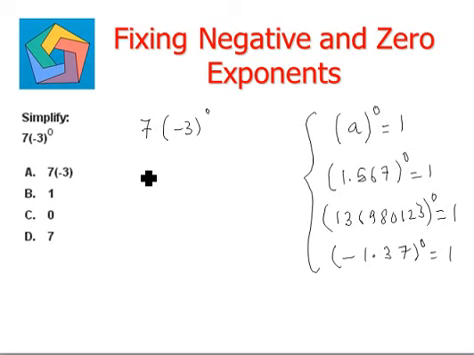So here we have 7. Now negative 3 to the power of 0 becomes 1. So 7 times 1 equals 7. This is the final answer and can be seen in option D.